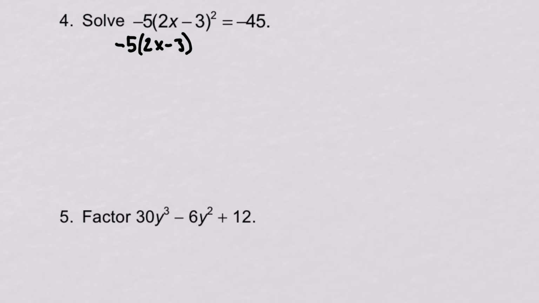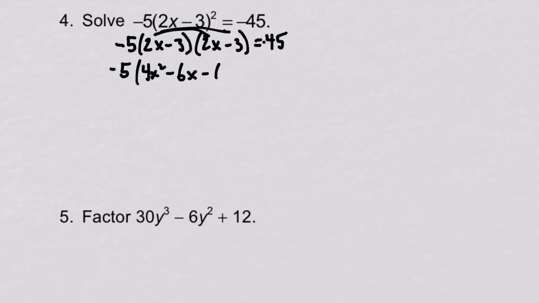2x minus 3 squared means 2x minus 3 times 2x minus 3 equals negative 45. And then you're going to try to do this. You're going to multiply 2x times 2x. You're going to FOIL, and you're going to get 4x squared minus 6x plus 9 equals negative 45. And then you're going to distribute the negative 5, and then you're going to combine like terms, and then you're going to make a mess. We're not doing this in this case, okay? It is much, much easier to solve than that.